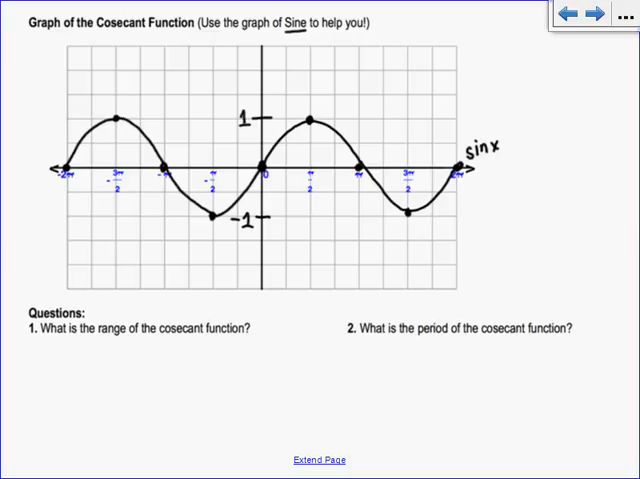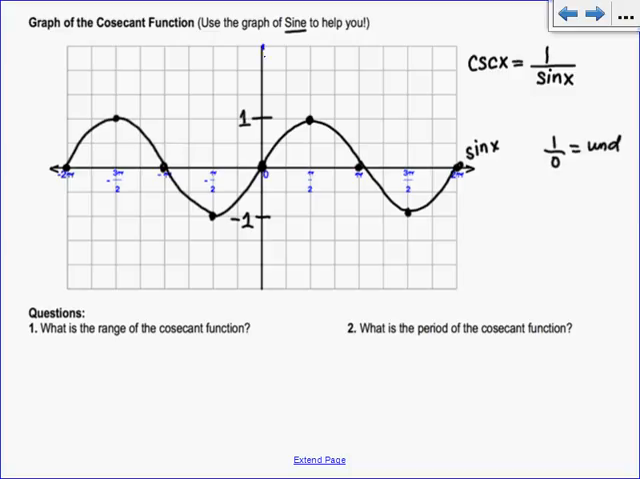Okay. Cosecant is the reciprocal of sine. So what about 1 over 0? What's 1 over 0? Yeah, it's undefined. Everywhere where sine crossed the x-axis, where sine was equal to 0, that's actually going to be an asymptote for cosecant.